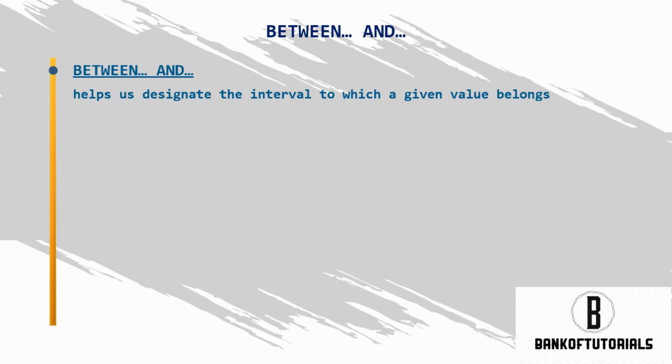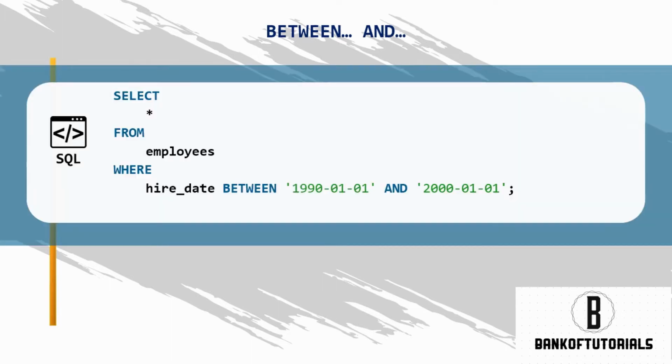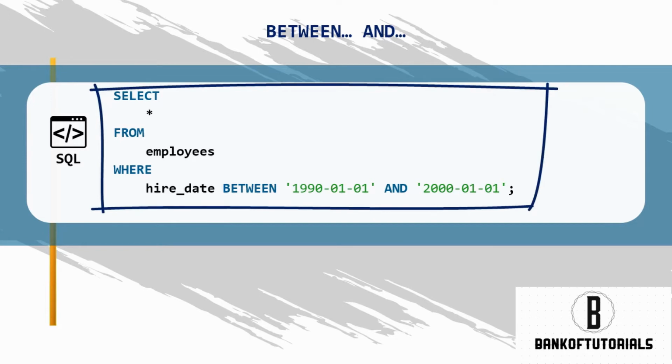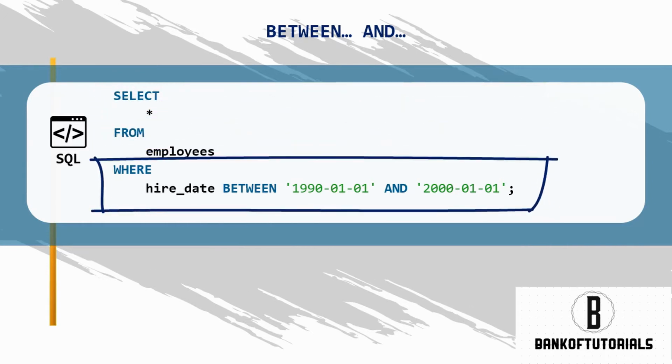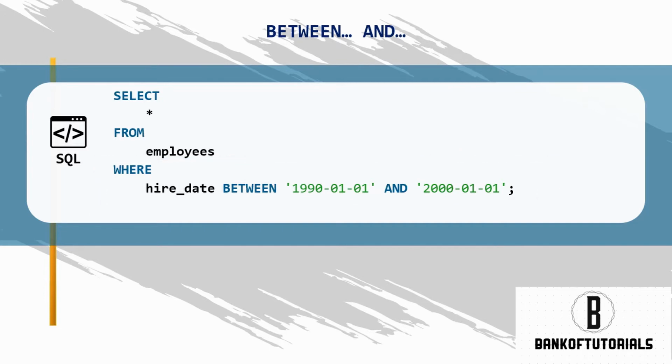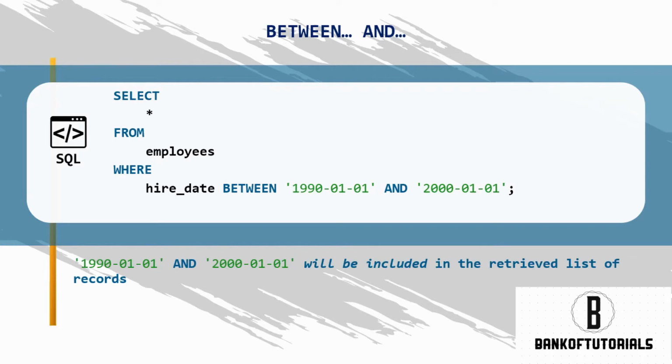If you want to obtain a list of the people who were hired between the 1st of January 1990 and the 1st of January 2000, use the same select statement structure and indicate these hire dates in the where clause using the following syntax. Where hire date between 1990-01-01 and 2000-01-01. Pay attention. Both values of this interval will be included in the retrieved list of records. Let's run the query.